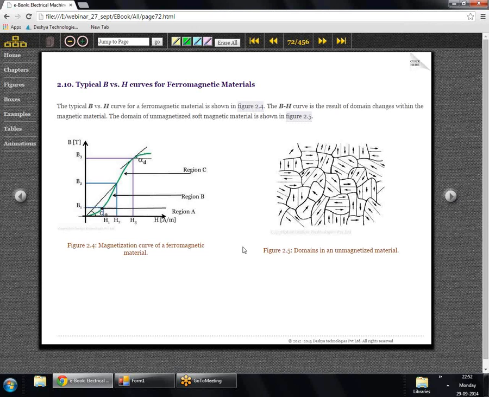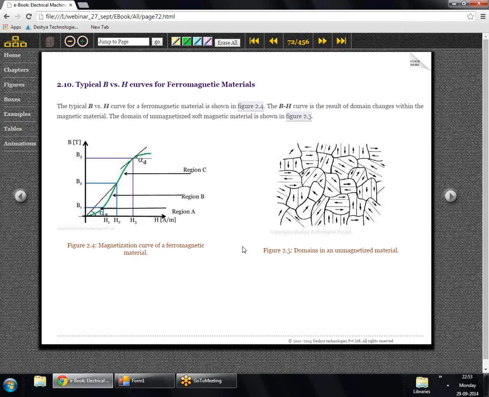Either we consider the transformer or the motor, it does not matter. The core is invariably made up of ferromagnetic material. And to characterize the ferromagnetic material, that means to find out which kind of ferromagnetic material is best suited for a given machine, can be done by studying the BH curve or the magnetization curve of the ferromagnetic material.